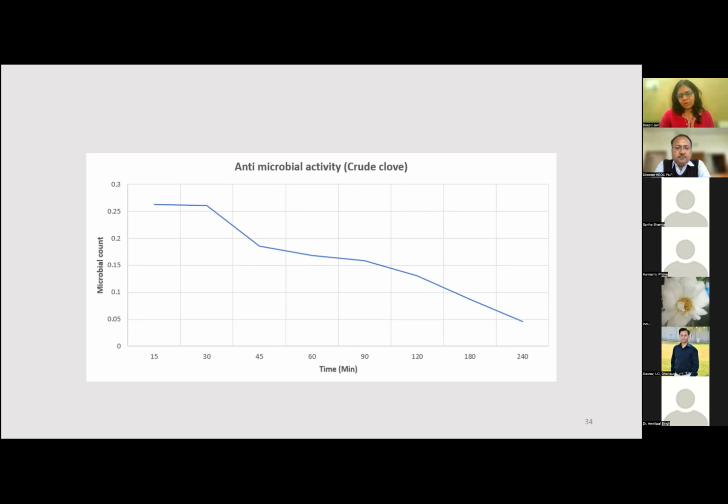Right now, we are working on cattail and lemon peel. Cattail is giving good results on removal of heavy metal.